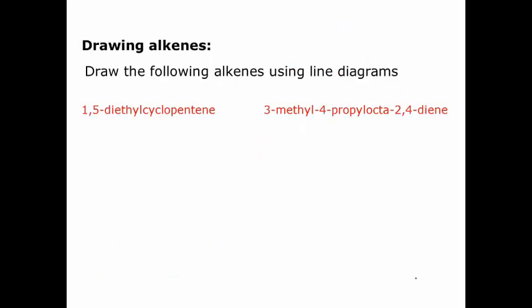Okay, let's try something else here. Let's try drawing alkenes. So cyclopentene, first of all, it's a 5-carbon ring structure. It doesn't tell me where the double bond is positioned, so it's implied to be at carbon 1. So you can draw that ring. When you draw the ring, you can put the double bond wherever you want. I put it up here. You could put it down there, wherever you want.